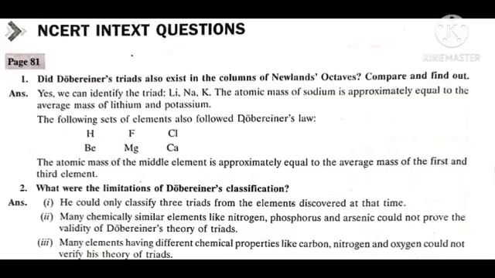Let us discuss question answers in chapter number 5. First, in-text questions, page number 81. Question number 1. Did Dobereiner's triads also exist in the column of Newlands' octaves? Compare and find out. Answer.